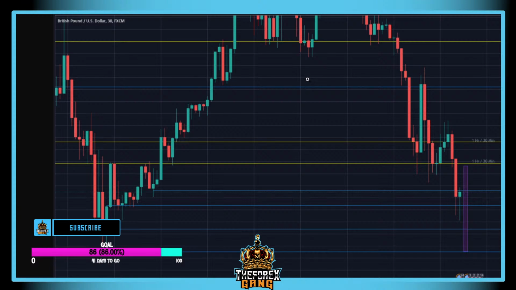So basically, I created these yellow lines, the resistance and the support, on the basis of 1 hour and 30 minutes. I was technically waiting, as soon as it breaks below, which it did, for a 15-minute candle to close below this 1.3659 area.